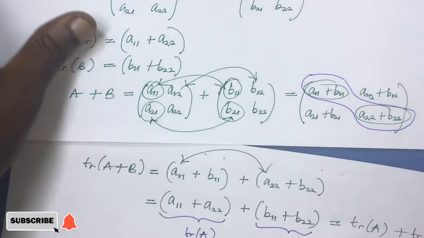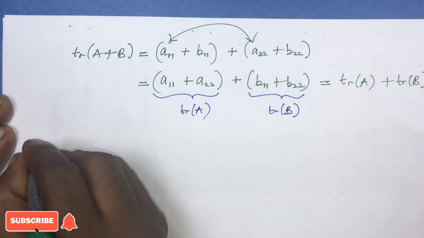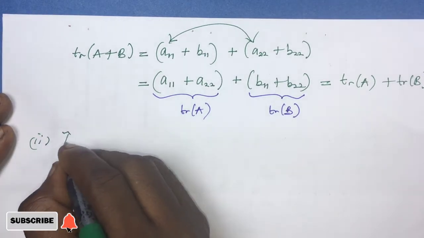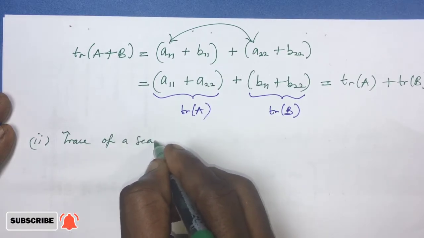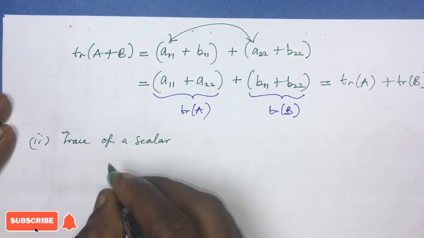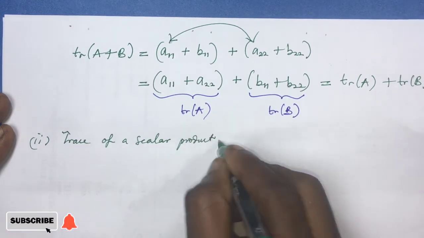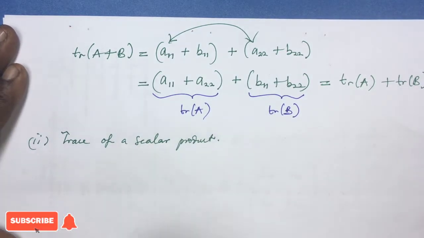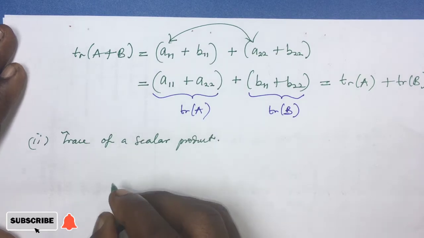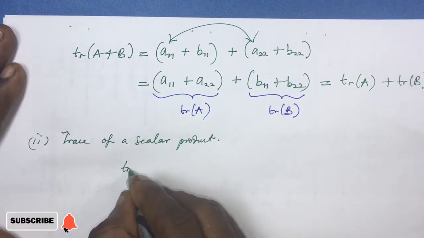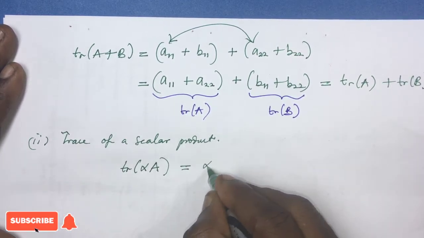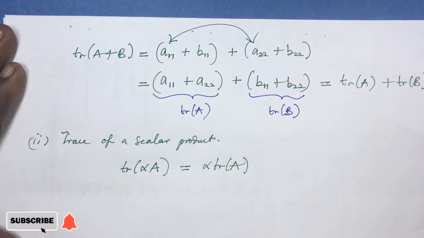Now, having done that for property 1, let us now go to property 2. For property 2, the second property I want us to take is the property that defines the trace of a scalar multiple. Whenever a scalar multiplies a matrix, what will be the trace of that result? So this property says the trace of a scalar alpha multiplying A is the same as alpha times the trace of A. So that is what we want to prove.